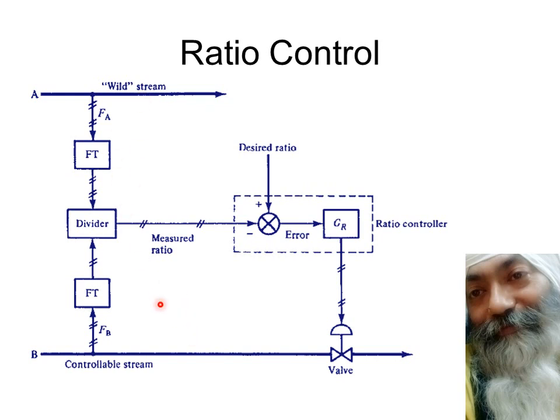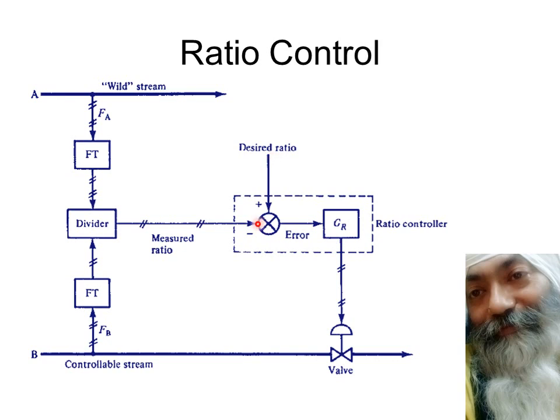So what we do is we put a mathematical divider. Whatever the flow rate A is, it's giving the signal over here. Whatever the flow rate B is, the signal is going to this divider, and we are getting the ratio. Let us say this is fuel, this is air. The ratio may be 1 to 10, 1 to 12, 1 to 14, and so forth. And we see whether this ratio is equal to the desired ratio or not.